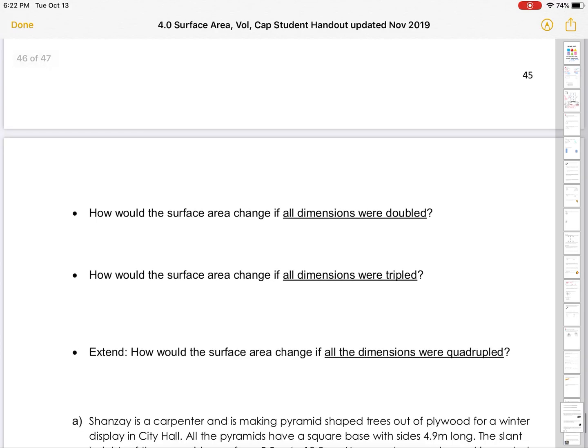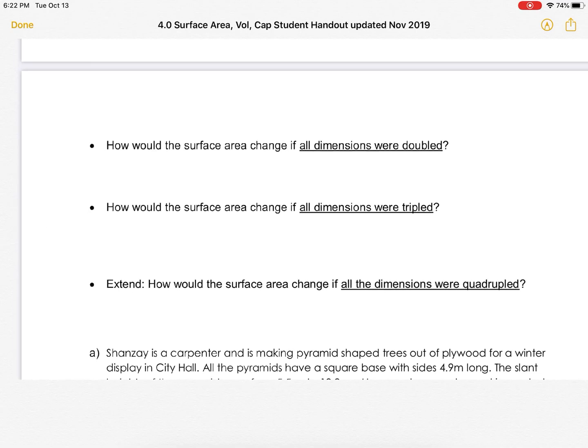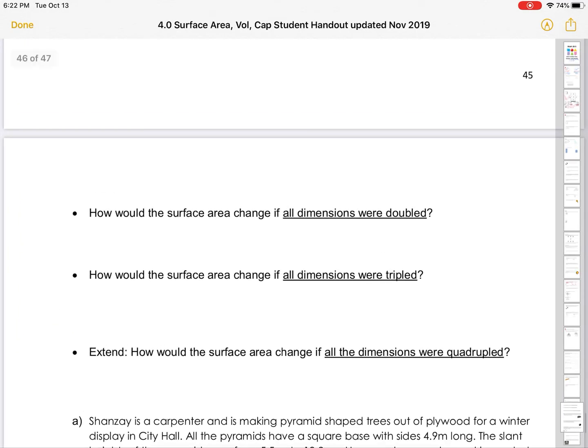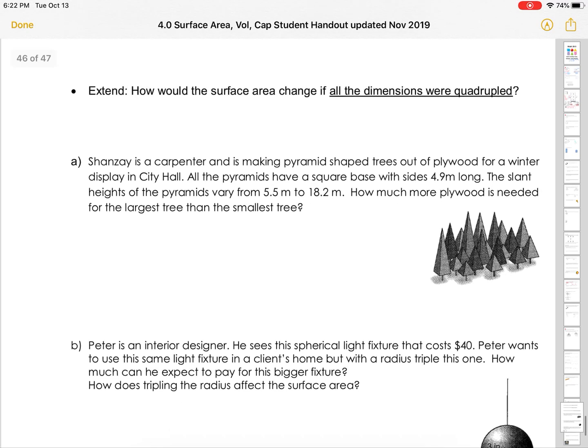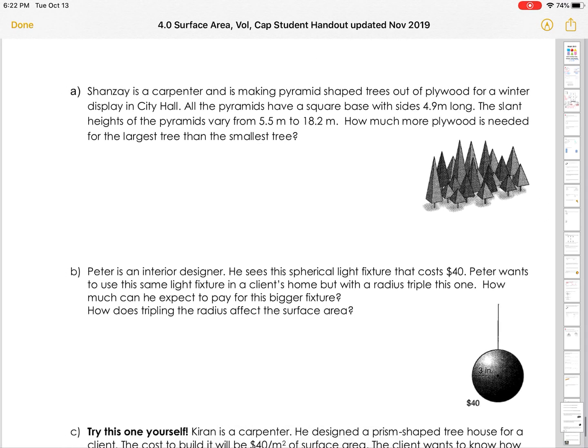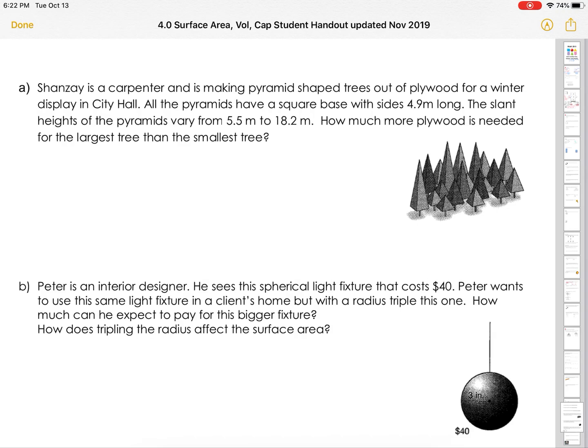Okay, so this is part 2 of our video on estimating and what happens when we change components. So we're going to do some more examples. So page 45, we're actually looking at page 46. So we looked at what happened when we changed certain dimensions. Now we're going to do some more examples.